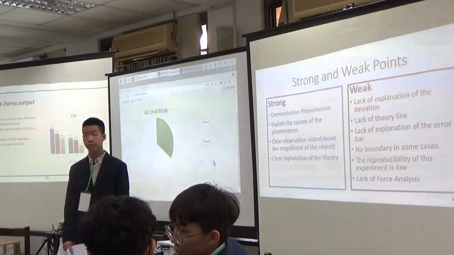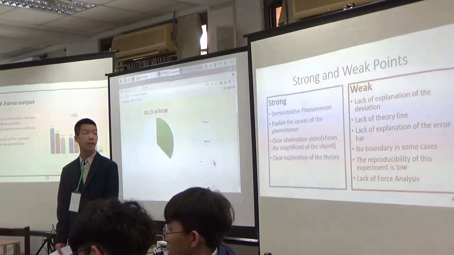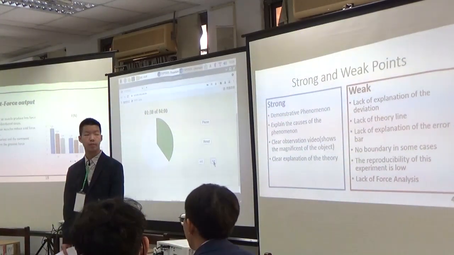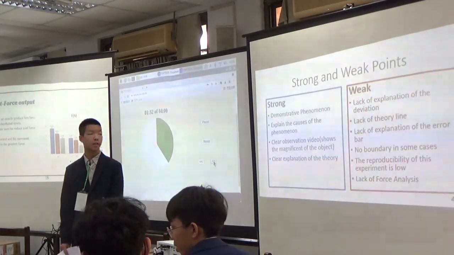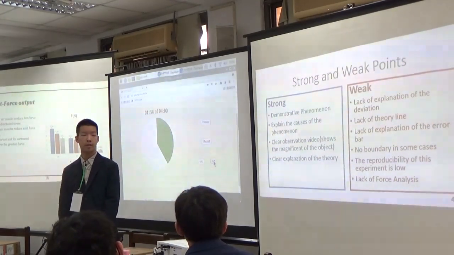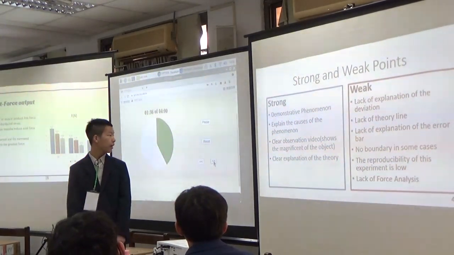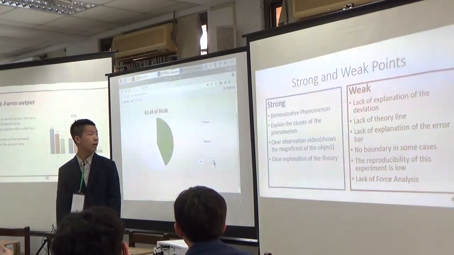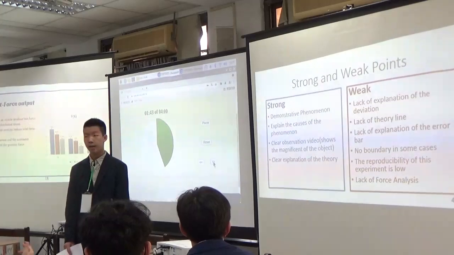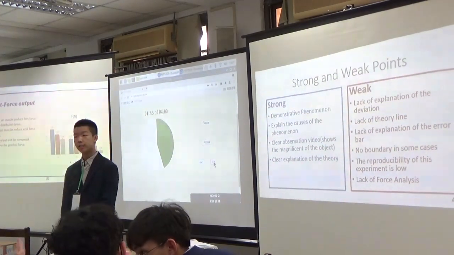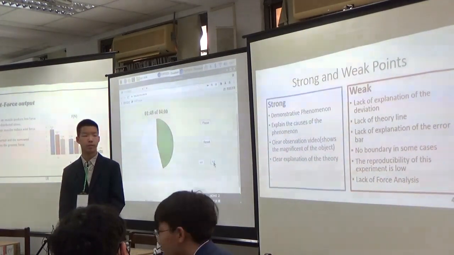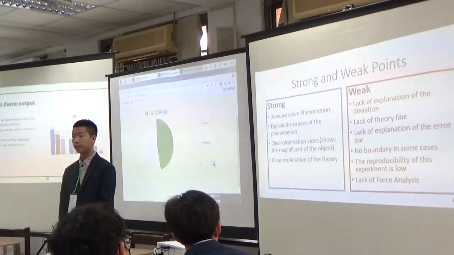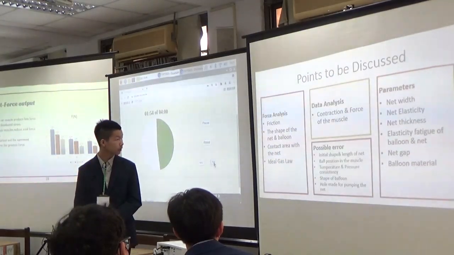She demonstrated the phenomenon, however, she lacked an explanation of the deviation. She explained the cause of the phenomenon, however, she doesn't have a theory line to compare with the experimental data. And she also had a clear observation video and an explanation of the theory. However, she lacked error bars and boundaries in some cases, and she doesn't have a force analysis to draw the forces, and the reproducibility of this experiment is low.